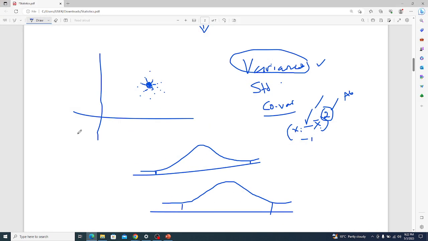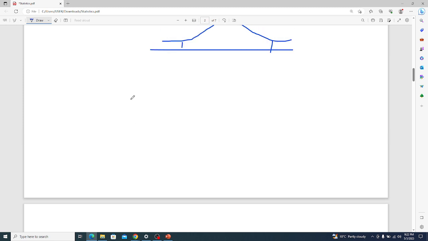Yes, now let's come to the population and the sample. For a population variance, we usually denote it with sigma squared. And for a sample, we usually use the symbol s squared. So this is the sample variance, and this is the population variance.